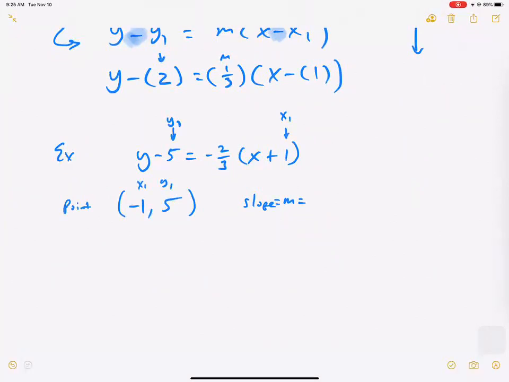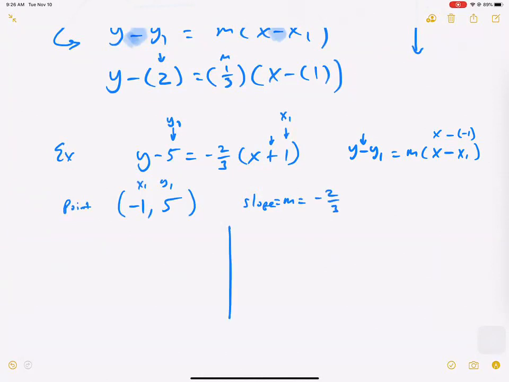But remember, the form starts off as y minus y1, so the negative is already there, equals m times x minus x1. The negative is already there. So what made it into a positive is because it was a negative 1. x1 was a negative 1. The slope here is negative 2 over 3.